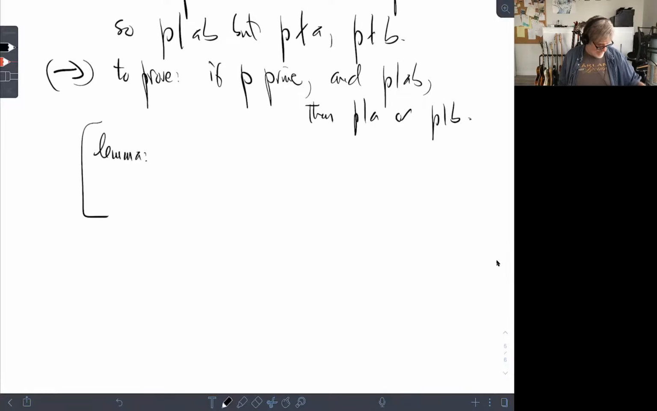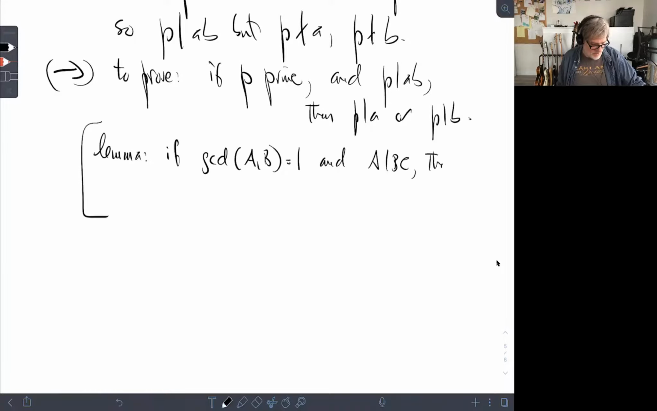That lemma said that if the GCD of big A, big B is 1, and A divides B times C, then A divides C. I'm going to change the letters completely so I don't get confused with these A's and B's, and I'm not going to use them in the same context, okay?